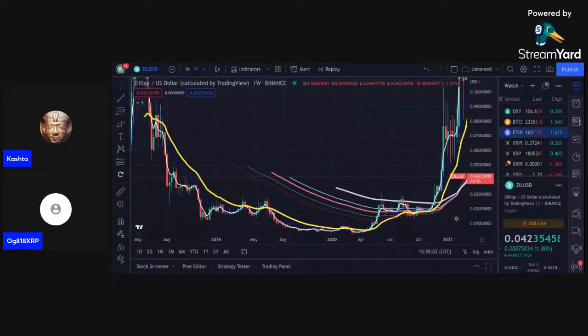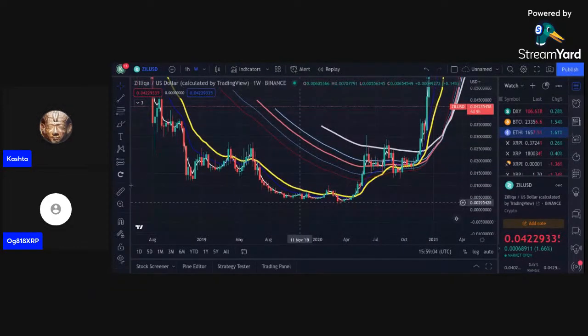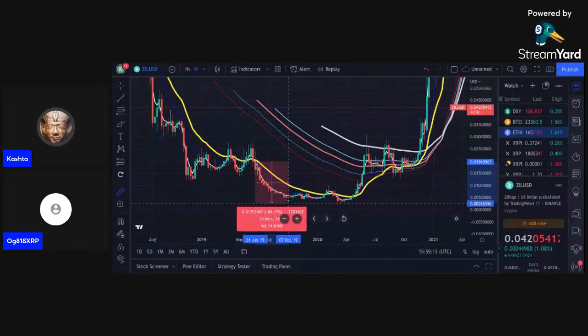It broke down again here when it lost the 19. So I'm going to zoom in on that. Let's see. So our next exit would have been right here because it broke the 19 again. And so you ended up picking up another 76% of the asset.